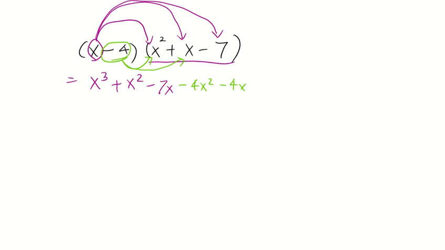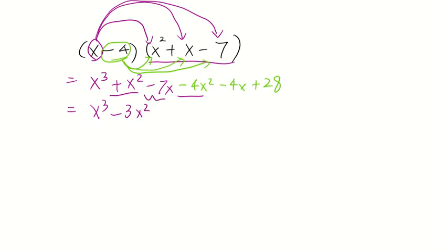Last term, negative 4 distributed to negative 7, negative times negative, that's positive 28. Okay, not done yet, we'll have to combine like terms. So first of all, for x cubed, there are no like terms, just write it down. For x squared, we have a like term, that's negative 4x squared. We're going to combine those two terms together. That'll give us negative 3x squared.